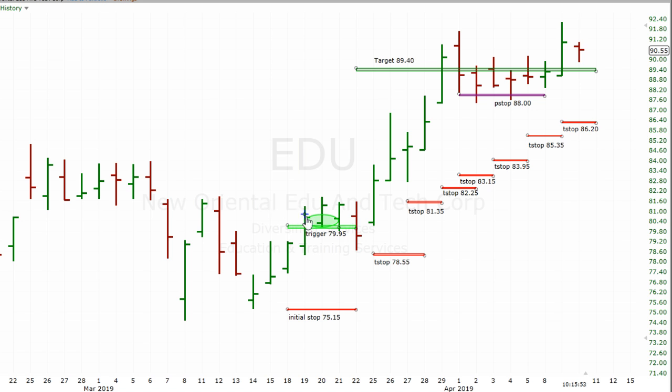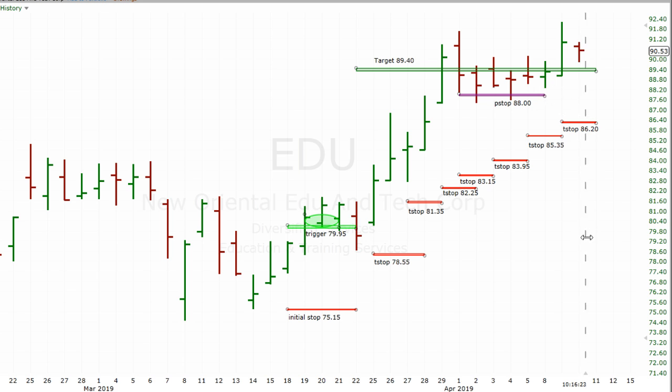There's a couple of days where this EDU triggered and then just waffled around sideways, and then just really took off, and you can see how the trailing stop has been scaling up the whole way, and it was pretty quick to hit the target here. Once it hit the target, it started waffling around. Parabolic stop kicked in, and it looked to me like it was going to come back down.